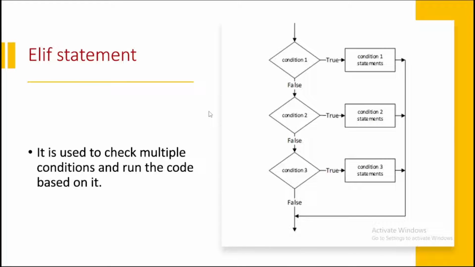Now let us learn about the elif statement. It is used to check multiple conditions. So you can see that if you have multiple conditions like this, you use the if elif else statement. So you give condition 1. If it turns out to be true, it runs a piece of code, but if it's false, it goes to the second condition. And if this is true, it will run this code. But if this is also false, it goes to condition 3. And like this, you can chain different conditions as many as you want.